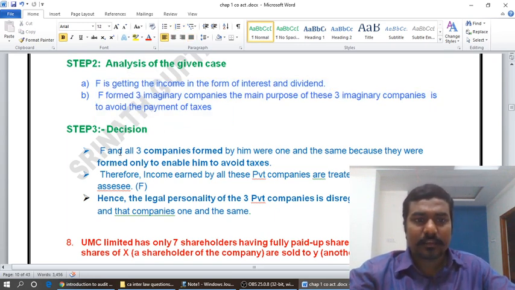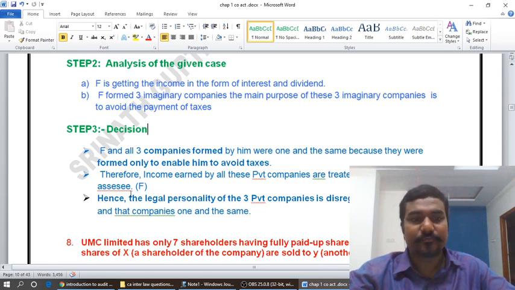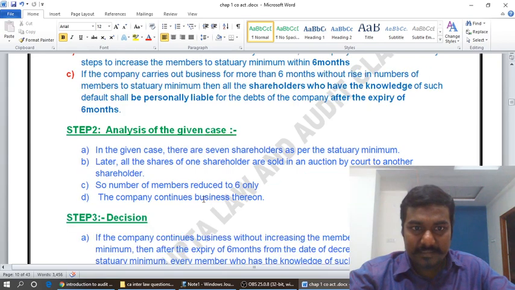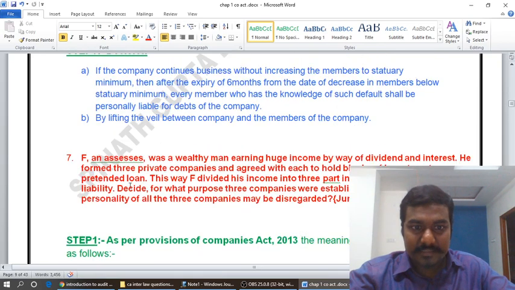Decision. F and the three companies formed by him were one and the same because they were formed only to enable him to avoid the taxes. Therefore, income earned by all these private companies is treated as the income of the assessee, that is F himself. Hence, the legal personality of the three companies should be disregarded. So, see here, one question is there, sir. Decide for what purpose companies were established.